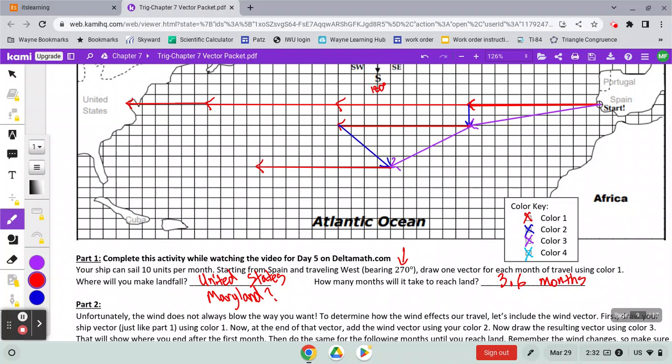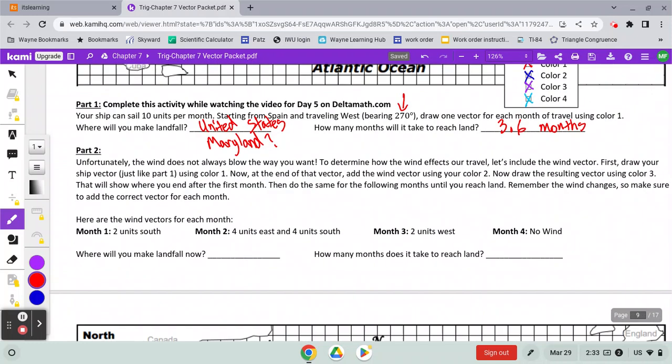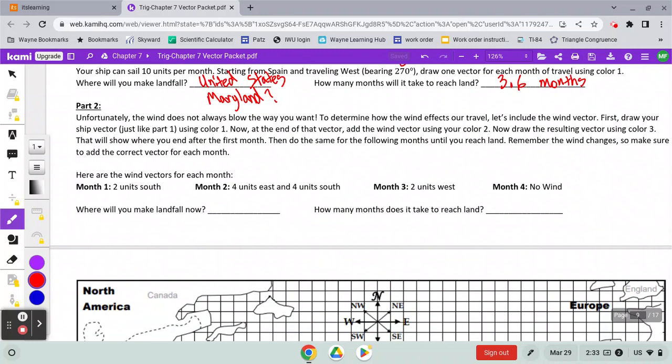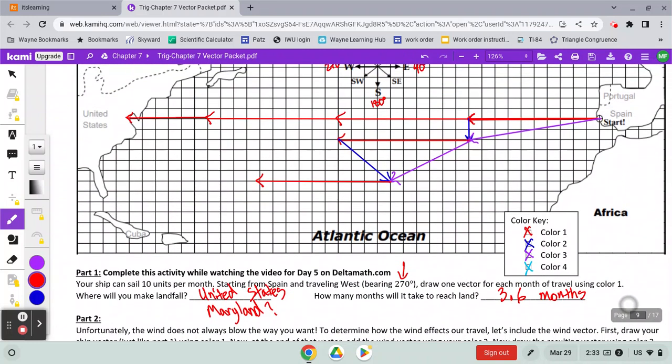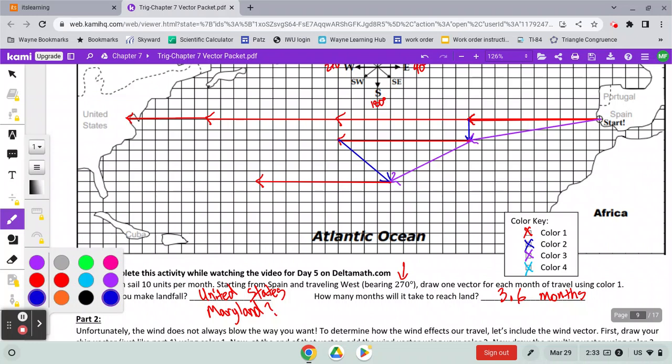All right, so we once again sailed 10. And now let's look at month 3. It was 2 units west. Okay, so month 3 was 2 units west. We know west is to the left, so the wind helped us this month.